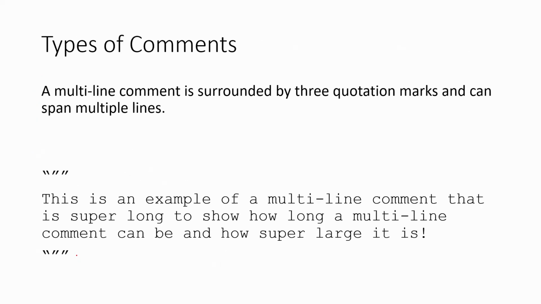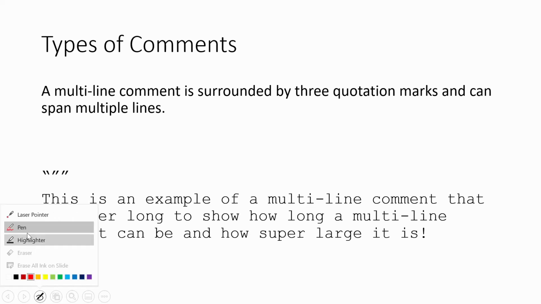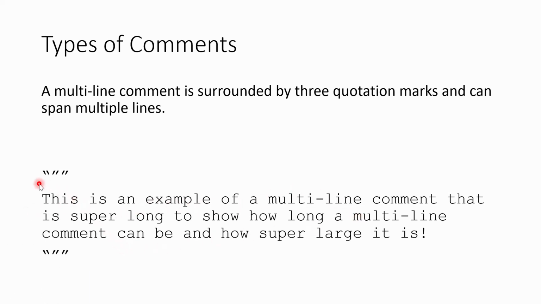Now, there are different kinds of comments. There is something called a multi-line comment. Some might call it a block comment. It's surrounded by three quotation marks and can span multiple lines. So for example, I have a multi-line comment down here. Notice it has three quotation marks starting it and three quotation marks ending it. That is how you show that you have a multi-line comment. Anything you put between these quotation marks will count as inside the comment. The computer will ignore and not use that information.